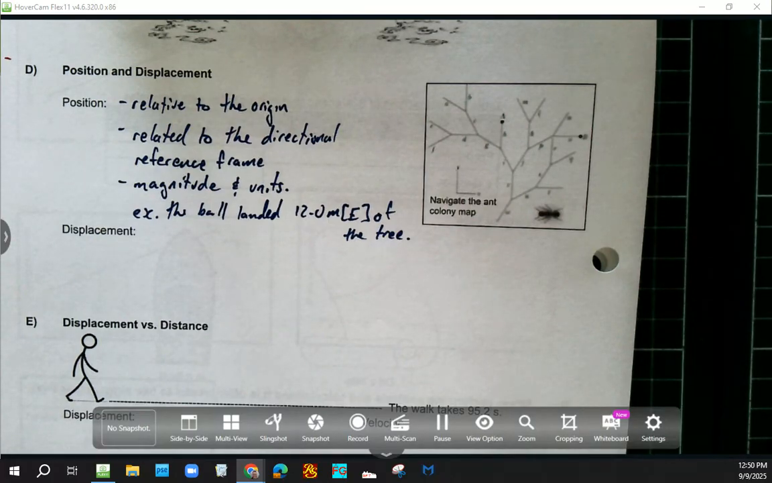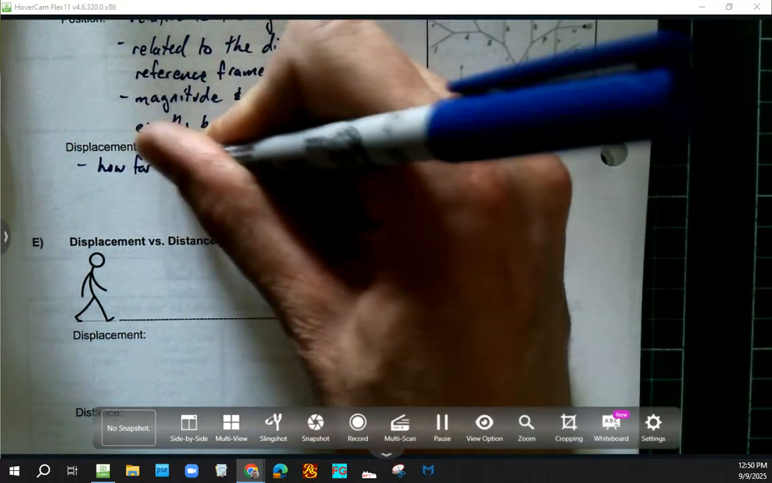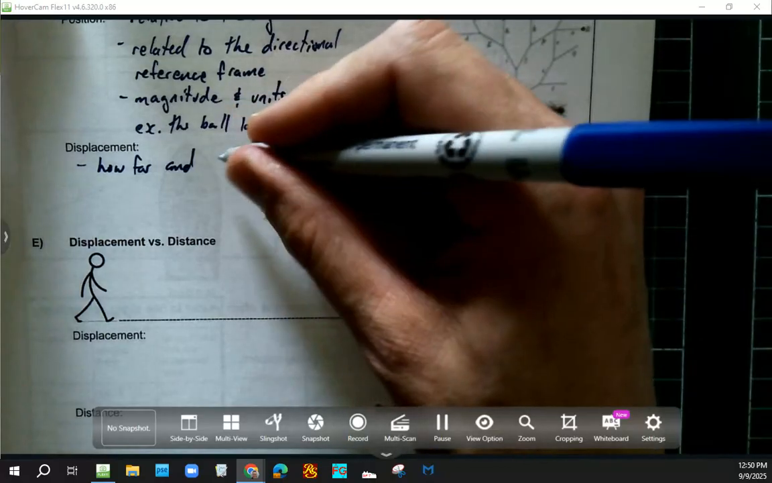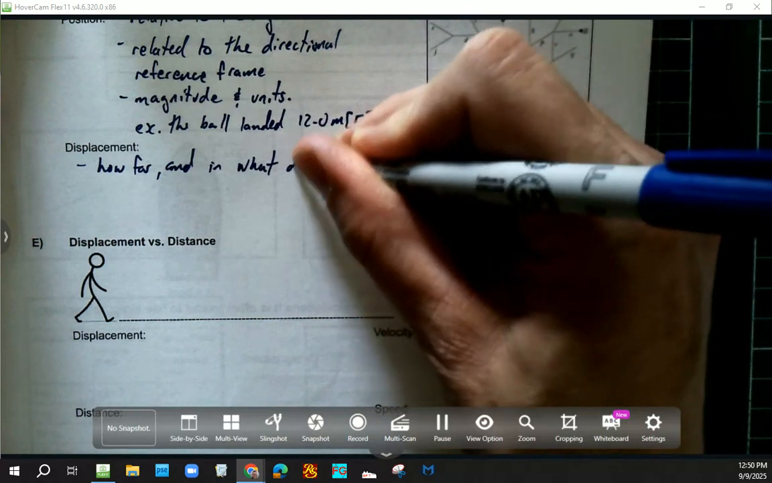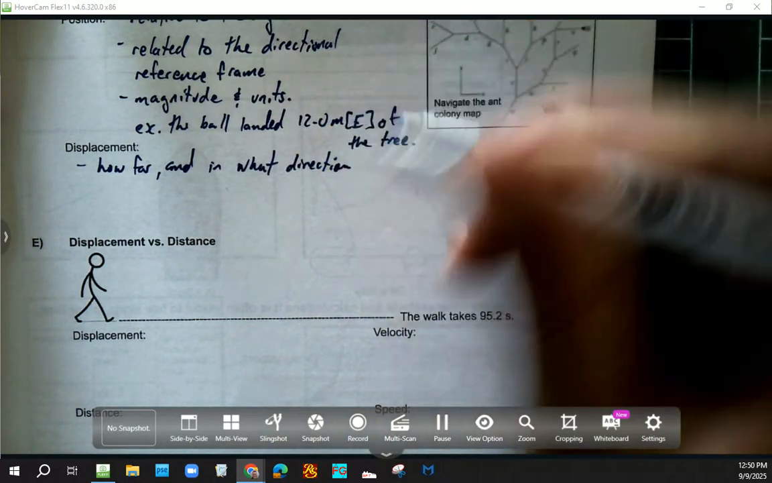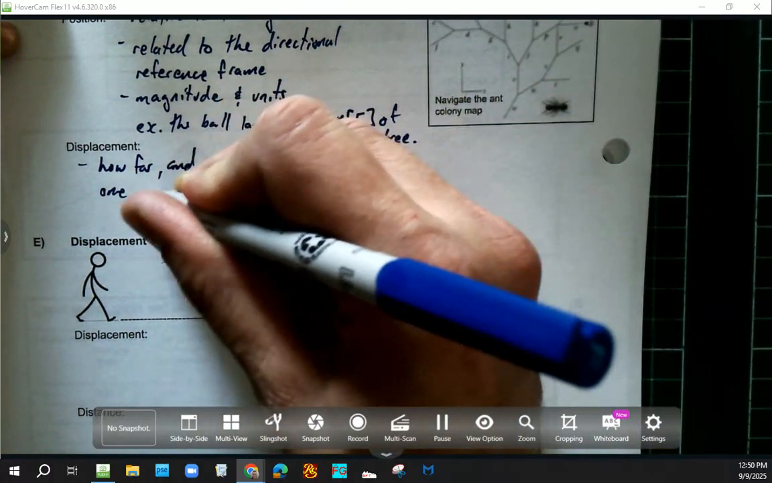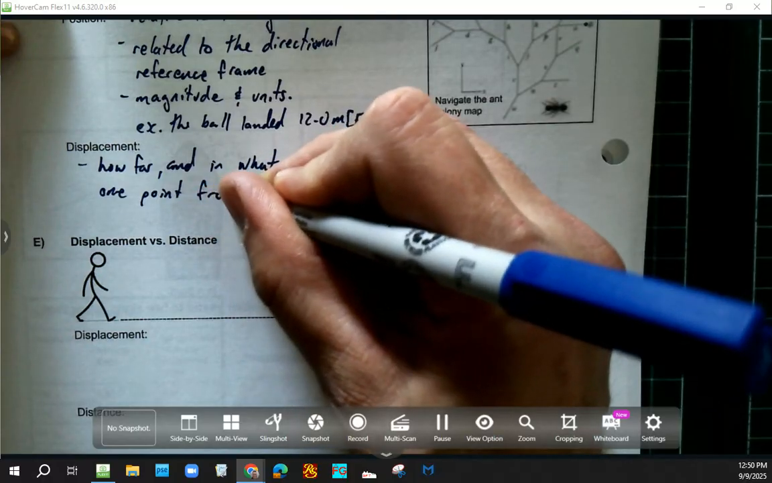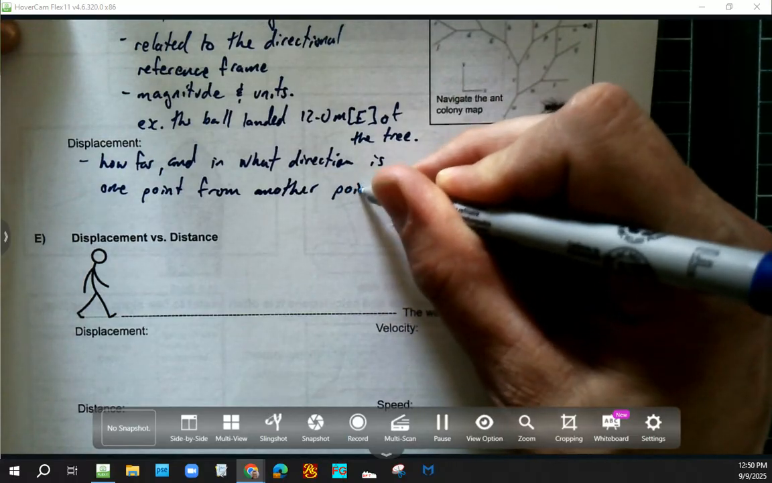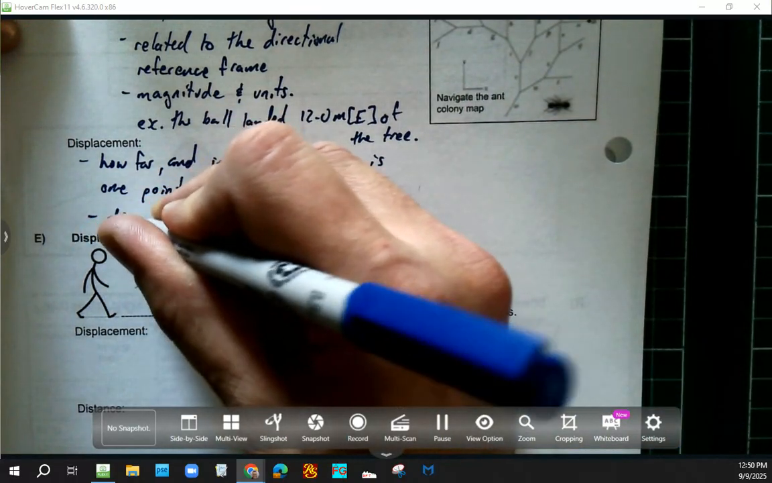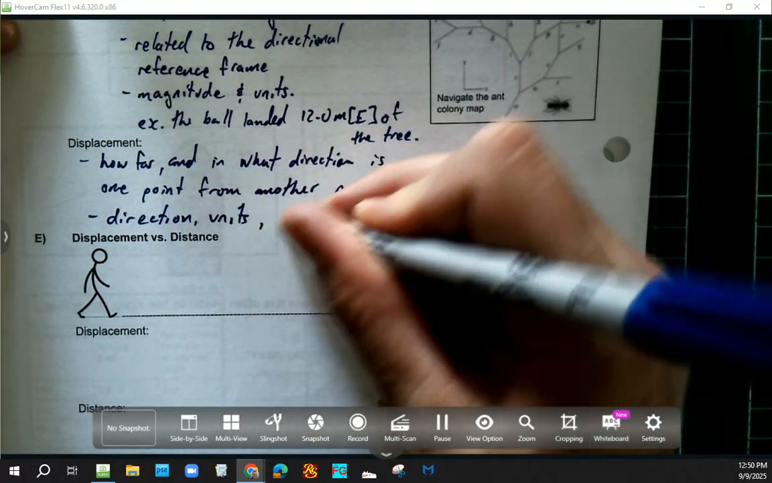All right. And then displacement, if we were going to put it into words, it's how far and in what direction is one point from another point. So we've got direction associated with it, we've got units, and we have magnitude.